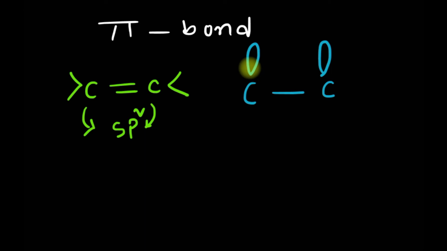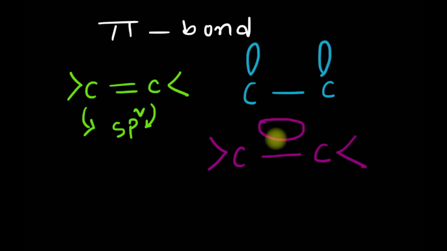If this is the plane of the molecule, then the pi molecular orbital will look like this. The electron density will be above the plane and below the plane. If we now rotate the molecule along this bond, it will hamper the overlapping of the two p atomic orbitals. So it is very difficult to rotate a carbon-carbon double bonded molecule along the sigma bond without breaking the pi bond.